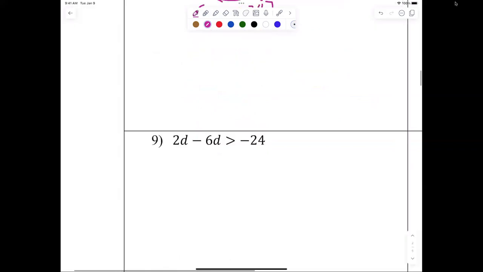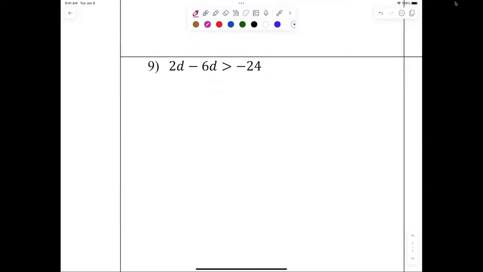All right, let's see how I'm doing. Let's go. Number 9. 2D minus 6D is what? Negative 4D. Now, am I dividing by a negative? For those of you who were not here yesterday, one of the rules for inequalities: if you multiply or divide by a negative, you must change the inequality sign. So when I divide by negative 4, D becomes what? Less than what? 6. D is less than 6.